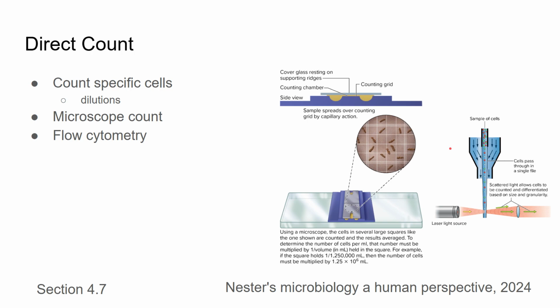Another option is flow cytometry. This one's kind of special. You're going to take a sample of cells and pass it through so they go single file. You're going to shine a laser through there, and the light will diffract or scatter based on different factors. Size is one factor, and granularity, so how much stuff is going on in the cell. So you can calibrate your flow cytometry to count specific cells based on their traits.